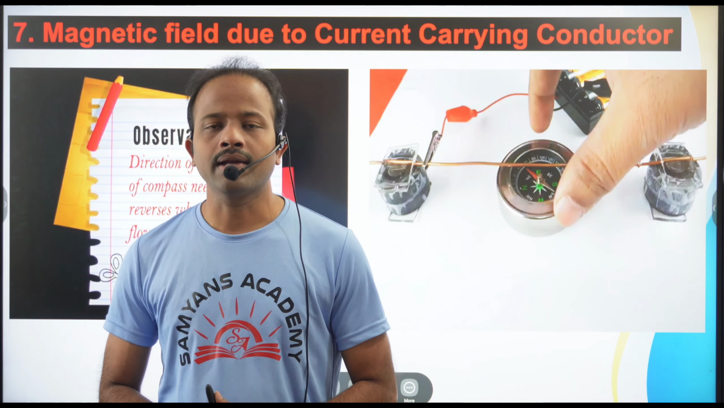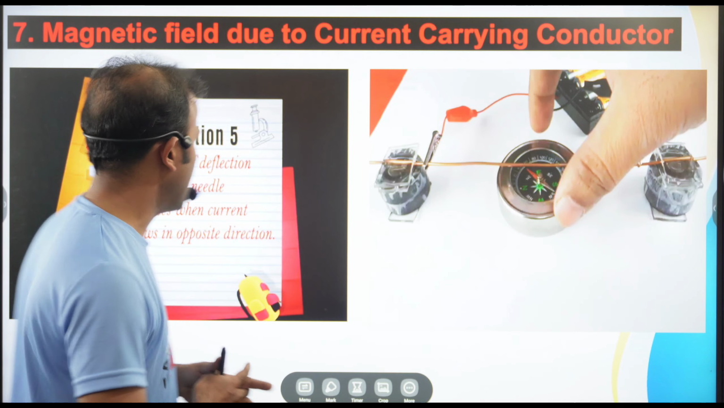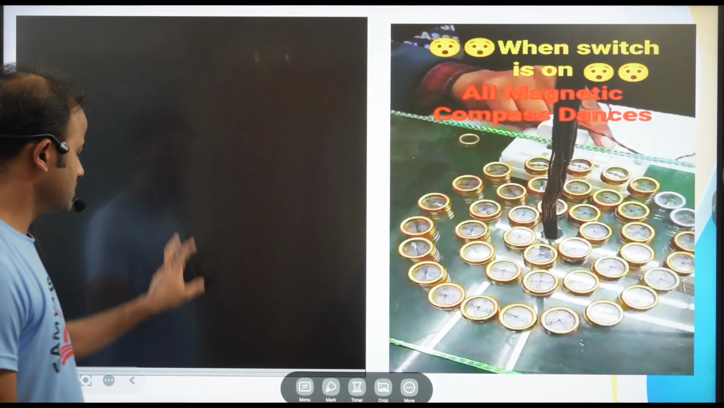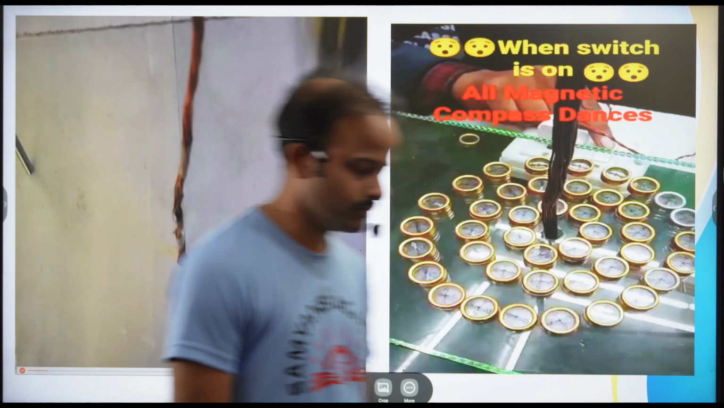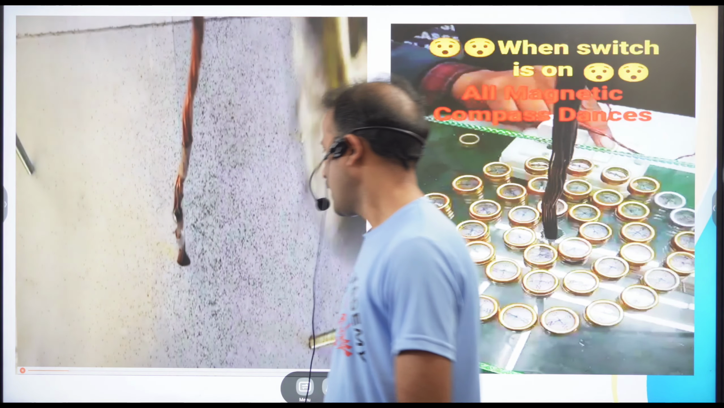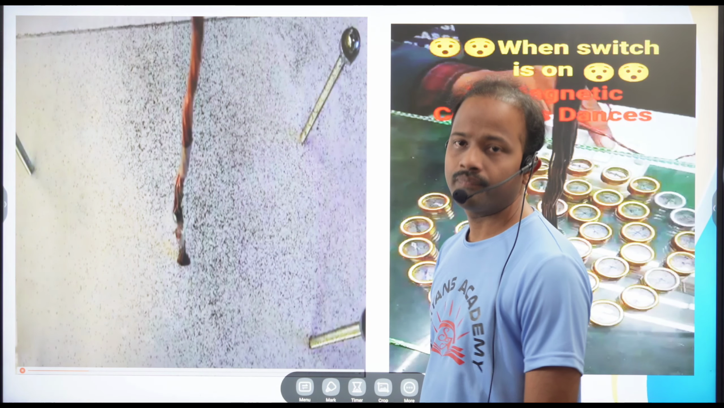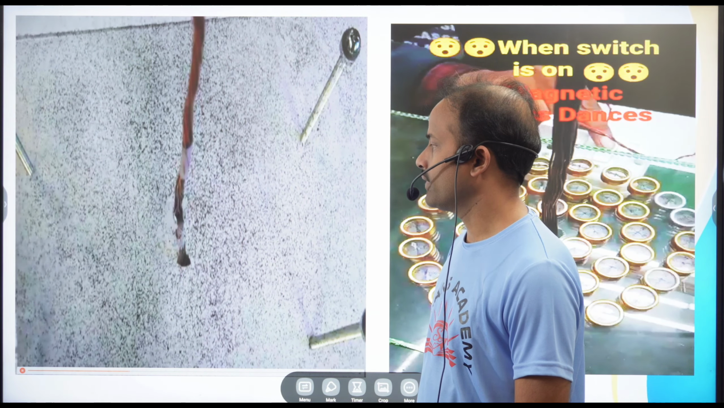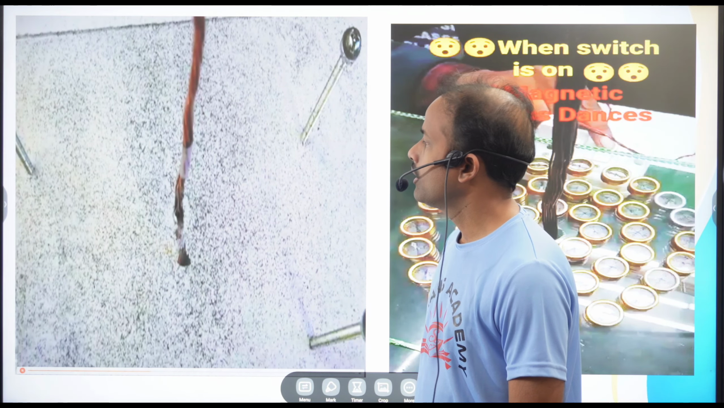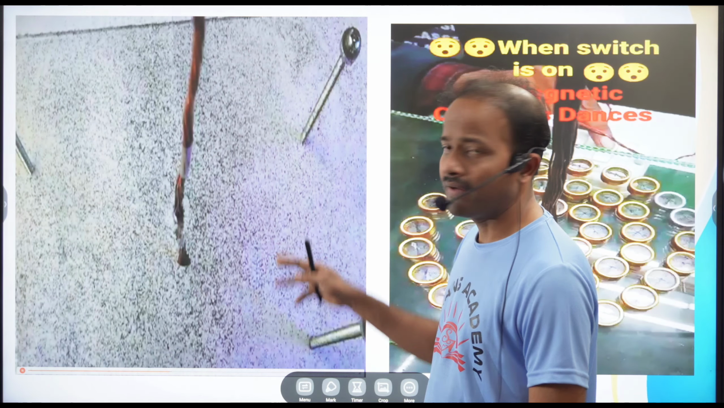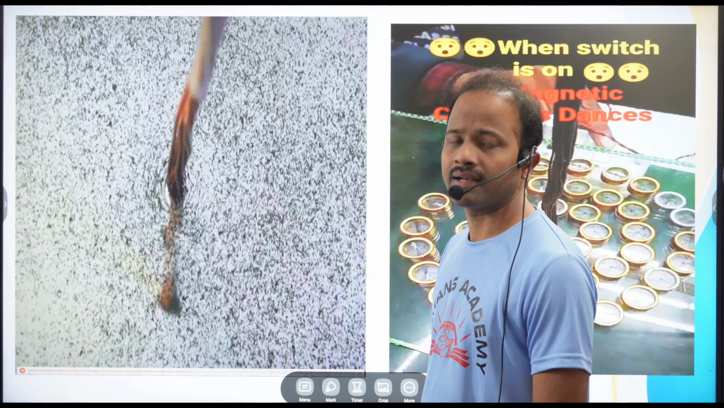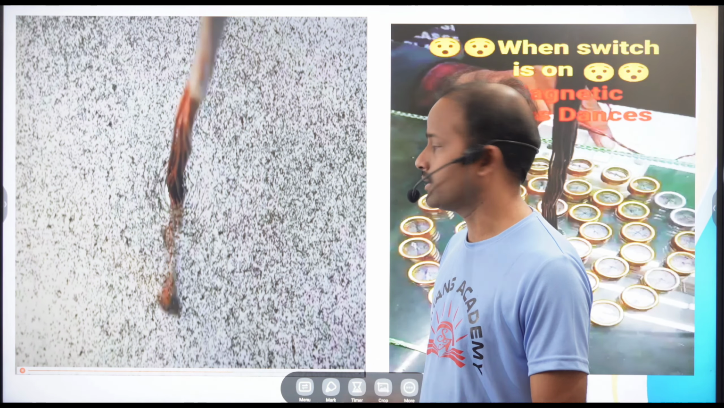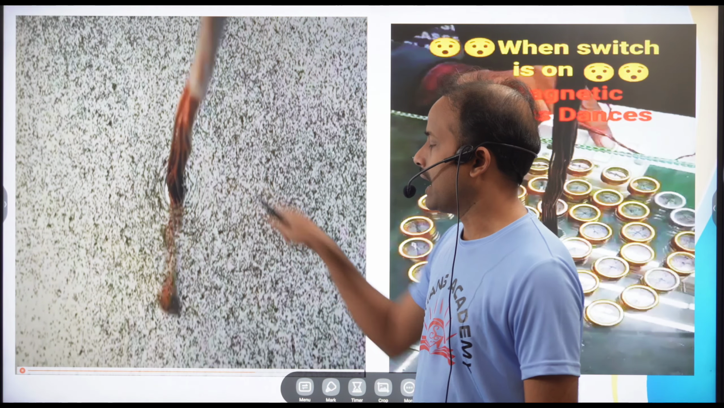Magnetic field due to a current carrying conductor. Let us observe two activities. In the first activity, we have taken a bunch of copper wire and inserted it through a cardboard, right? Now you see we are sprinkling iron filings around it. Now when current is passed through this conductor, we can see the pattern of the iron filings.